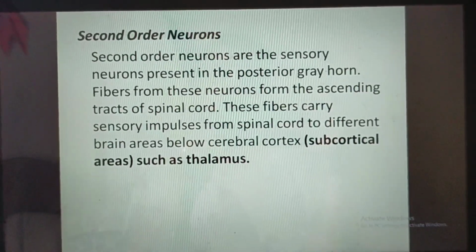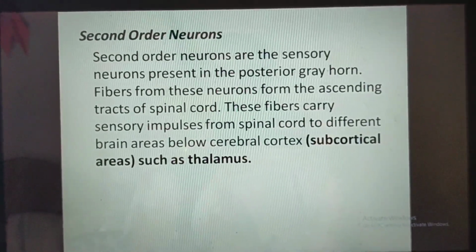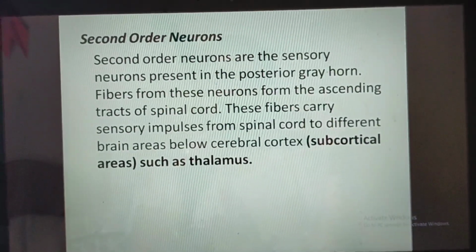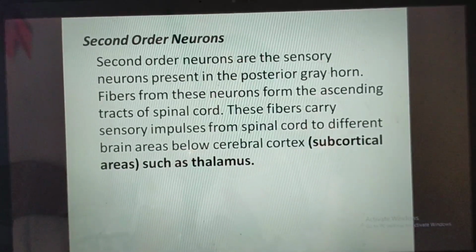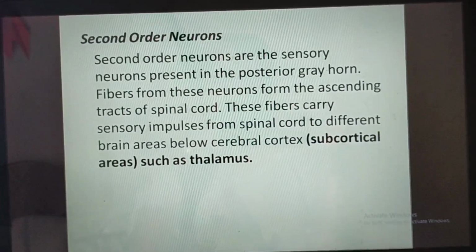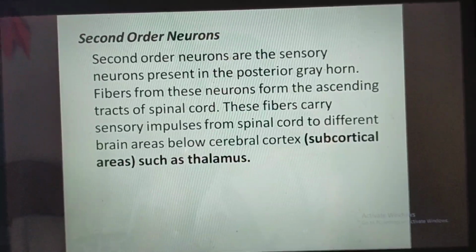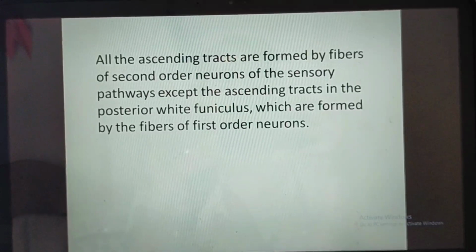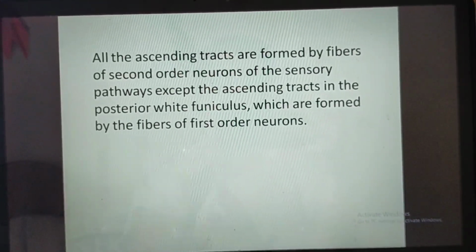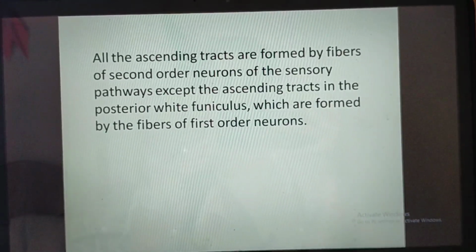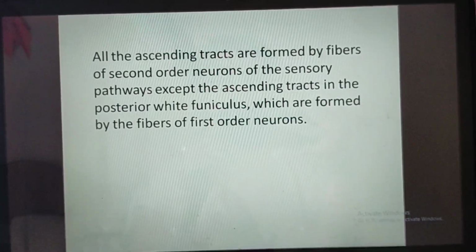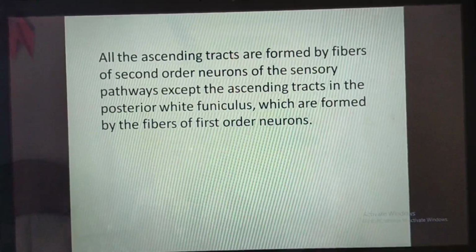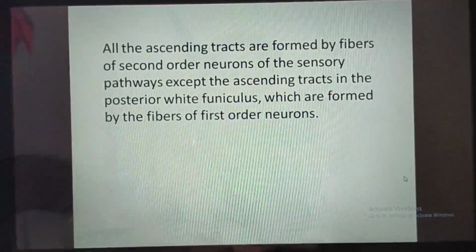Second order neurons are the sensory neurons present in the posterior gray horn. Fibers from these neurons form the ascending tracts of spinal cord. These fibers carry sensory impulses from spinal cord to different brain areas below the cerebral cortex. All these ascending tracts are formed by fibers of second order neurons of the sensory pathways, except the ascending tracts in the posterior white funiculus, which are formed by the fibers of first order neurons.